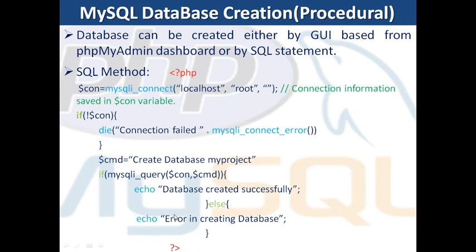So how will this statement be executed? For this, we use the mysqli underscore query function, and the mysqli query function accepts two parameters. First is the connection and another is the query or SQL statement. So if this function gets executed successfully, it means this $cmd SQL statement has been executed successfully. So if this statement has been executed successfully, it means database created successfully, otherwise error in creating database.